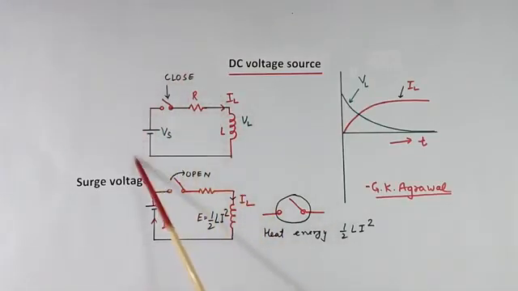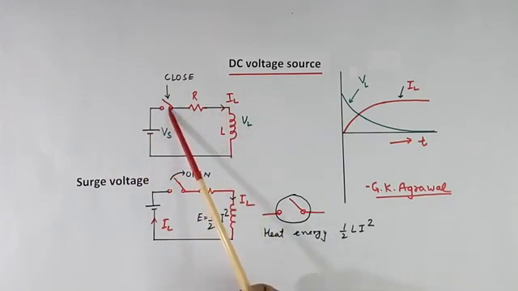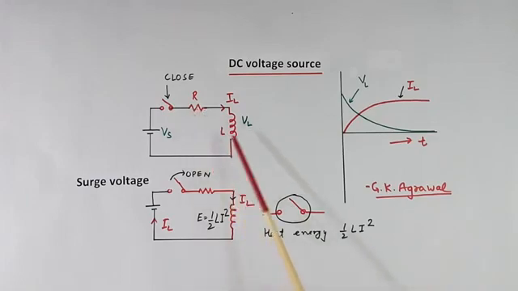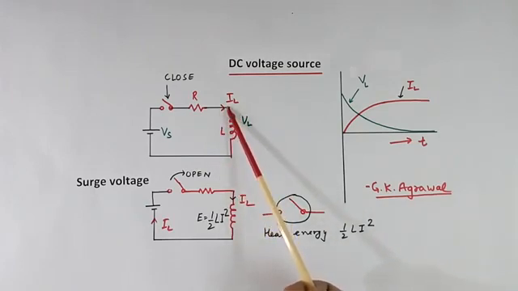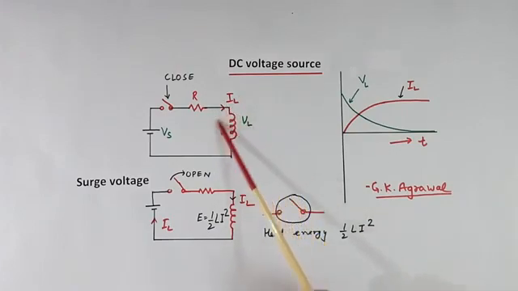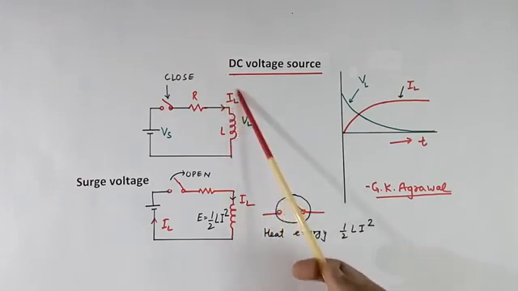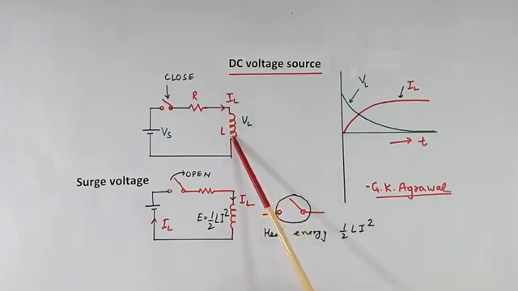Here I have shown one simple circuit: a battery, switch, resistor and inductor. Inductor behavior is such that it always opposes the change in current. If current is increasing, it will try to reduce the speed of increment. Similarly, if current is reducing, again it will try to reduce the speed of decrement.